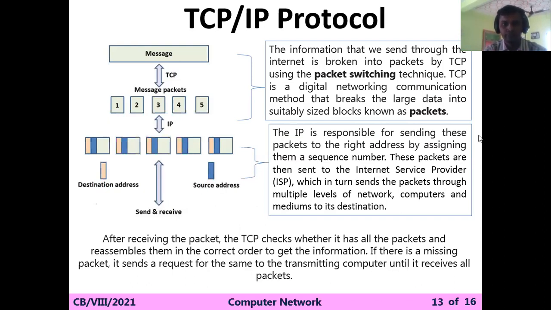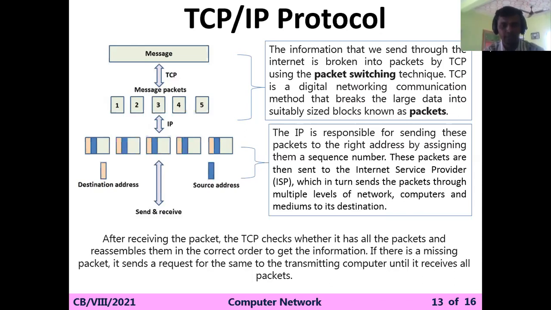The information that we send through the internet is broken into packets by TCP using the packet switching technique. TCP is a digital networking communication method that breaks the large data into suitably sized blocks known as packets. The IP is responsible for sending these packets to the right address by assigning them a sequence number. These packets are then sent to the internet service provider, which in turn sends the packets through multiple levels of networks, computers, and mediums to its destination.